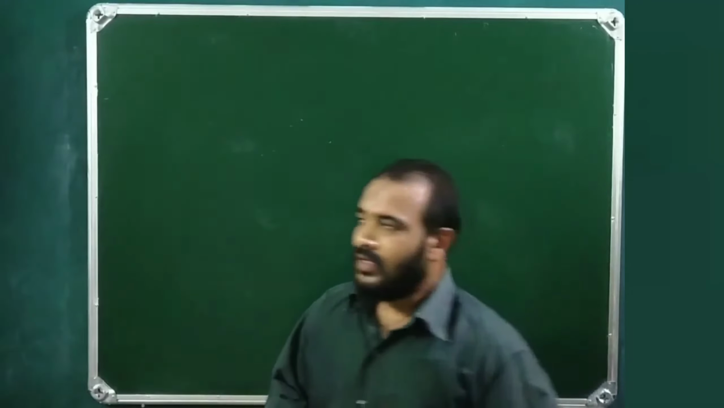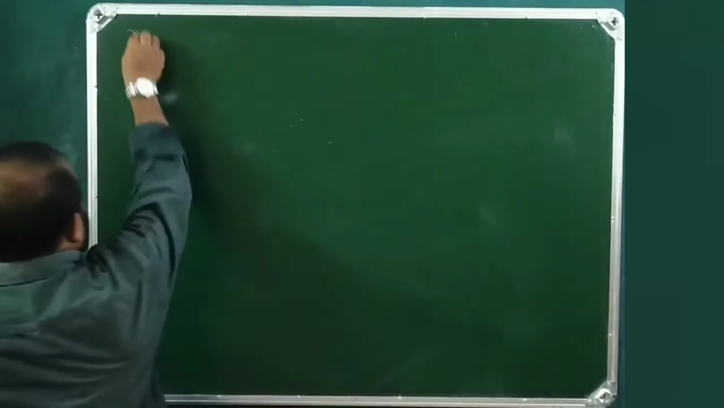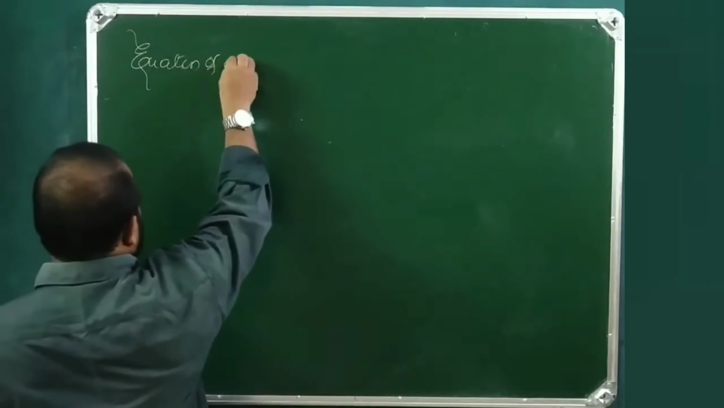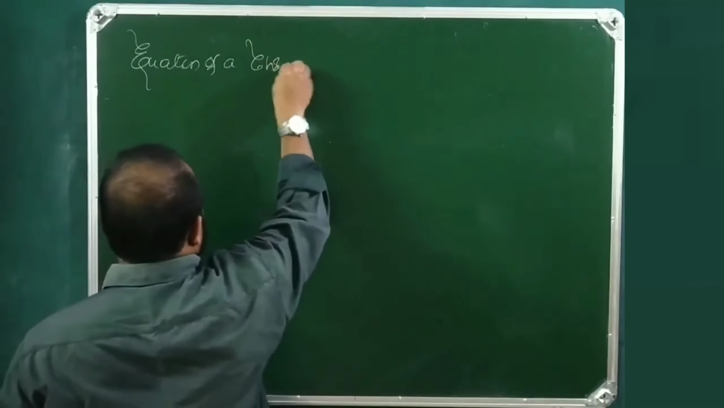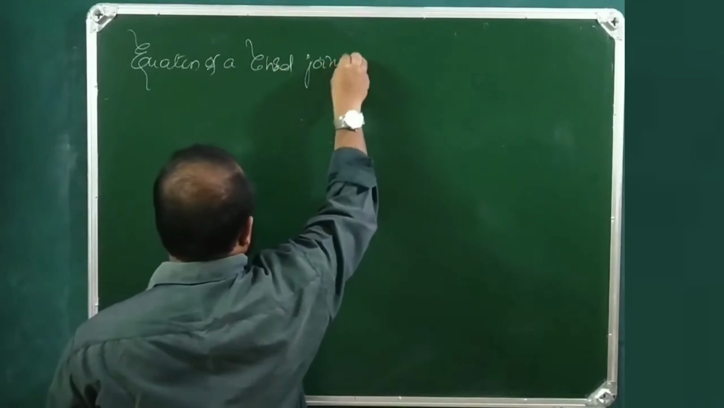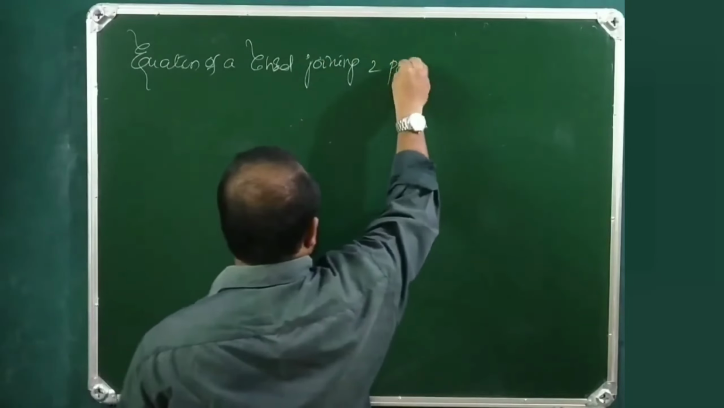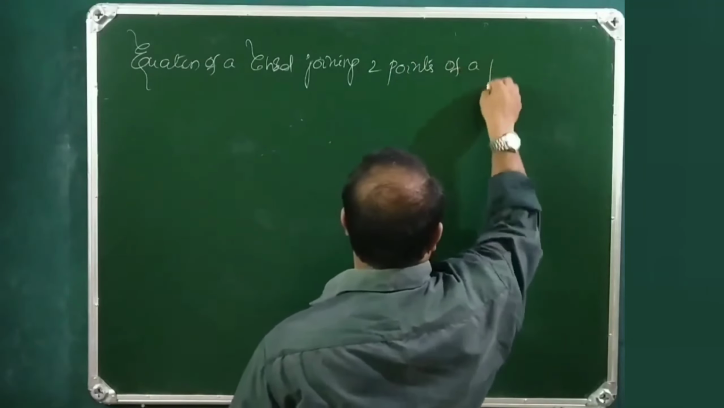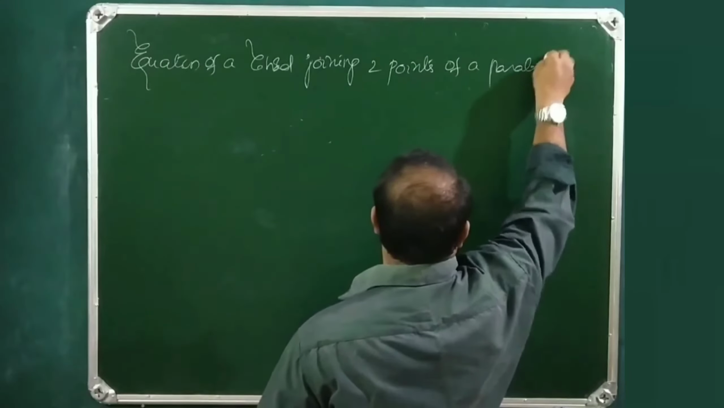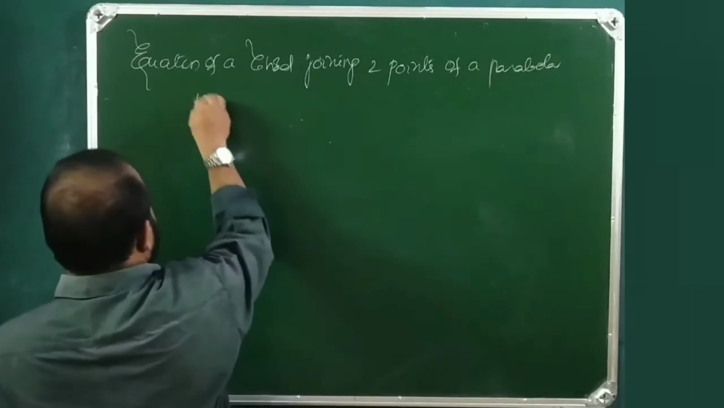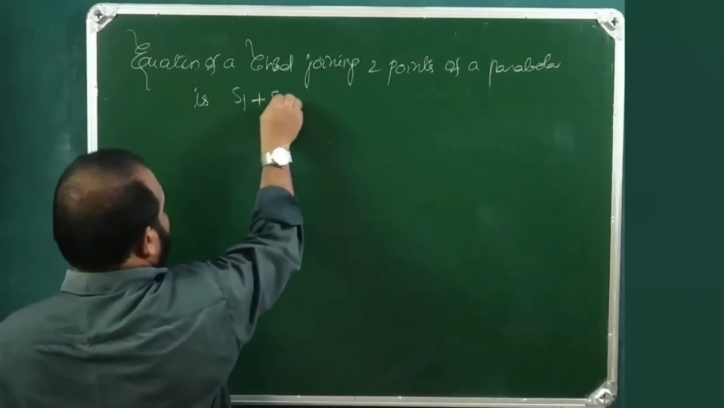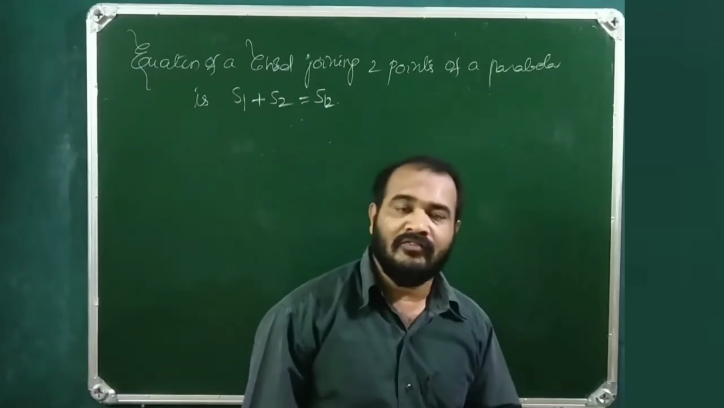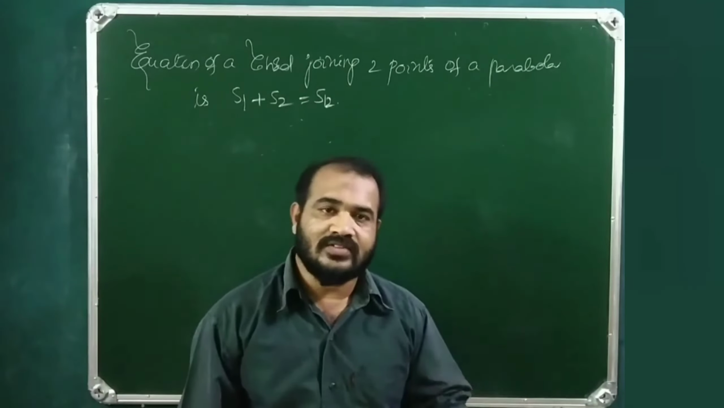So, first of all, the equation of a chord joining 2 points of a parabola is S1 plus S2 equals S12. So remember, the same thing we have discussed in the circles also.